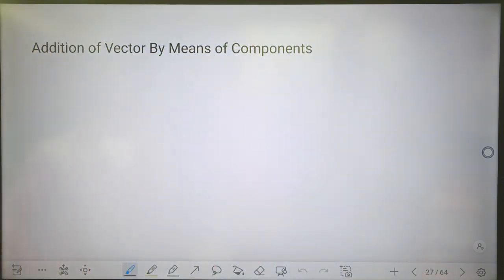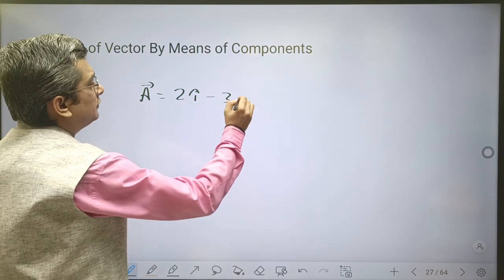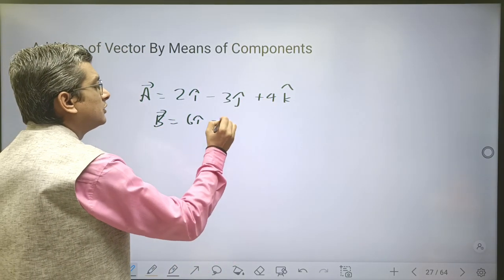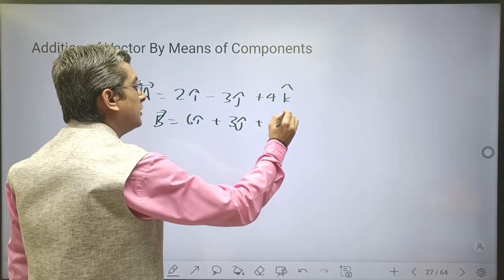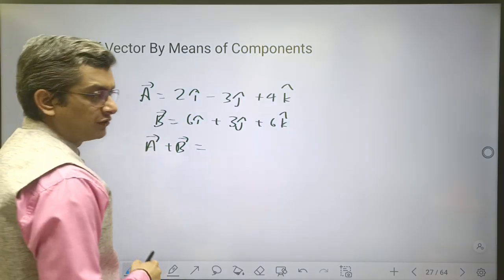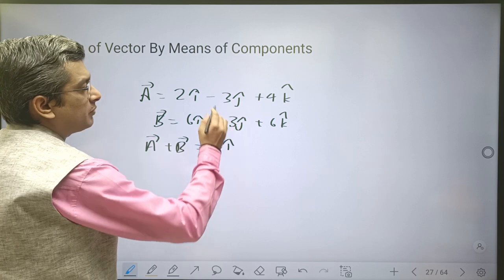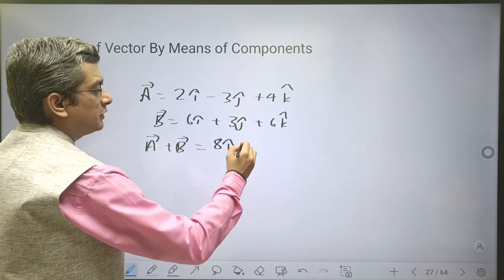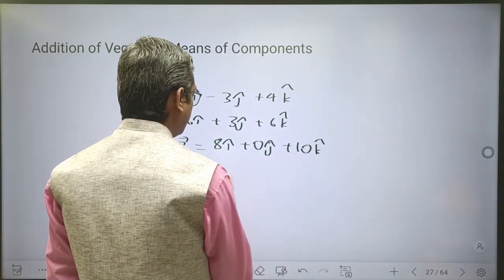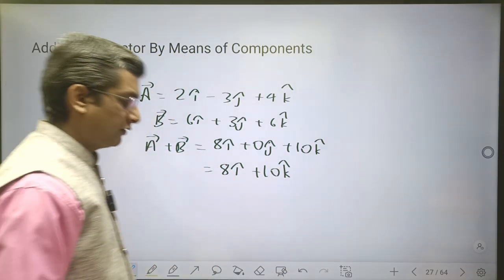Next is addition of vectors by means of components. This is very simple, dear students. Suppose A is 2 i cap minus 3 j cap plus 4 k cap, and B vector is 6 i cap plus 3 j cap plus 6 k cap. Now you have to add A plus B. Then add the corresponding components. I component, 2 plus 6, 8 i cap. J component, minus 3 j cap plus 3 j cap, so minus 3 plus 3, 0 j cap. And this is 10 k cap. So the answer is 8 i cap plus 10 k cap.